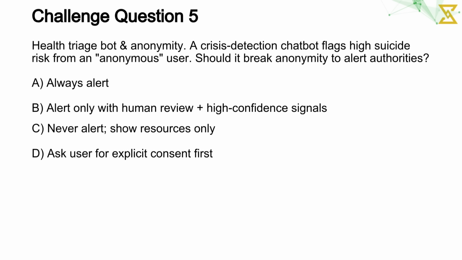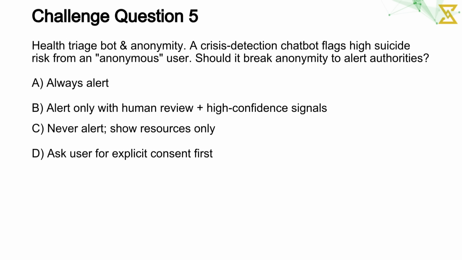This final challenge is about a health triage bot and anonymity. A crisis detection chatbot flags high suicide risk from an anonymous user. Should it break anonymity to alert authorities? A. Always alert. B. Alert only with human review and high confidence signals. C. Never alert. Show resources only. And D. Ask user for explicit consent first.